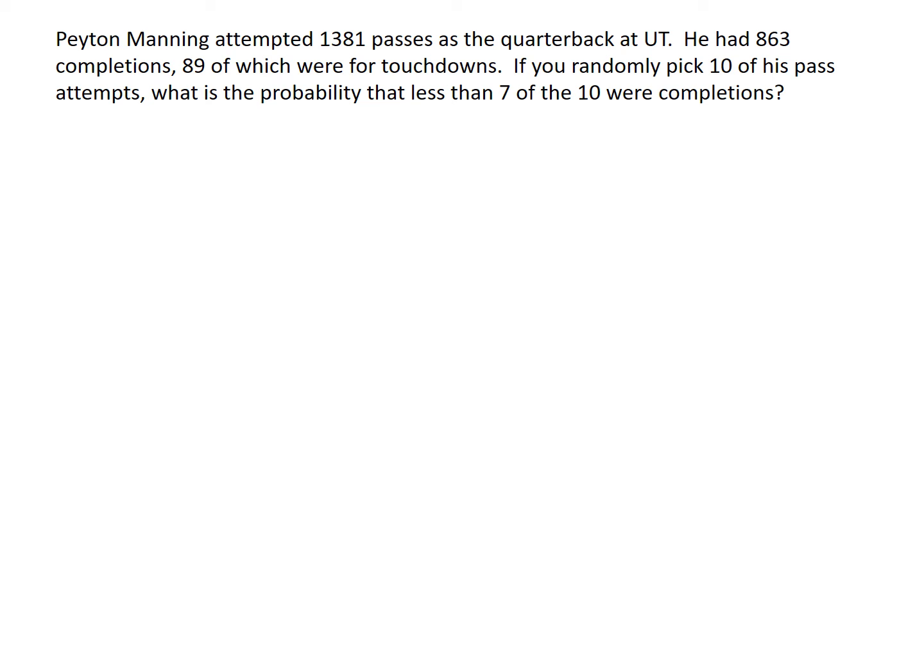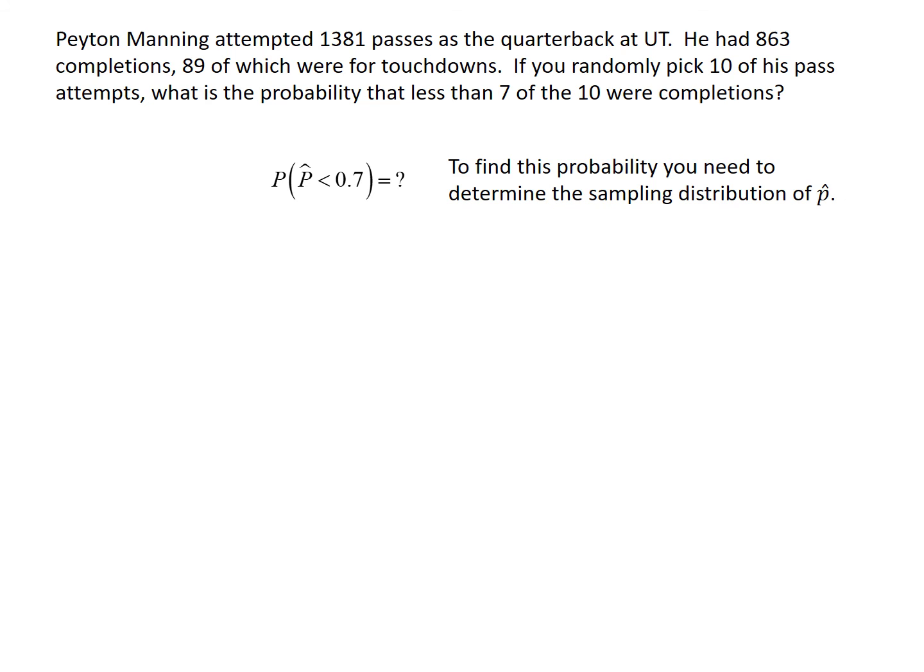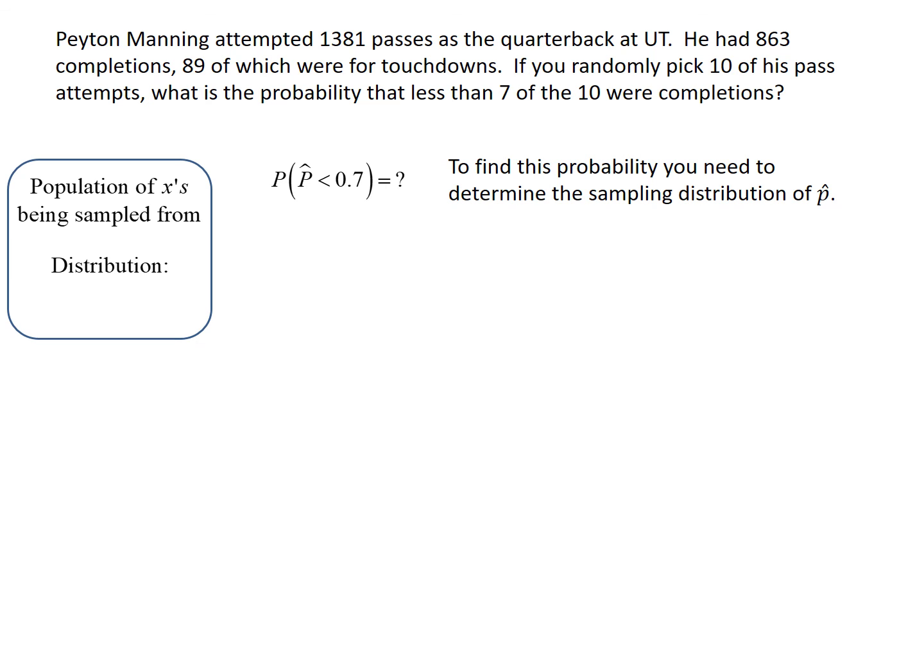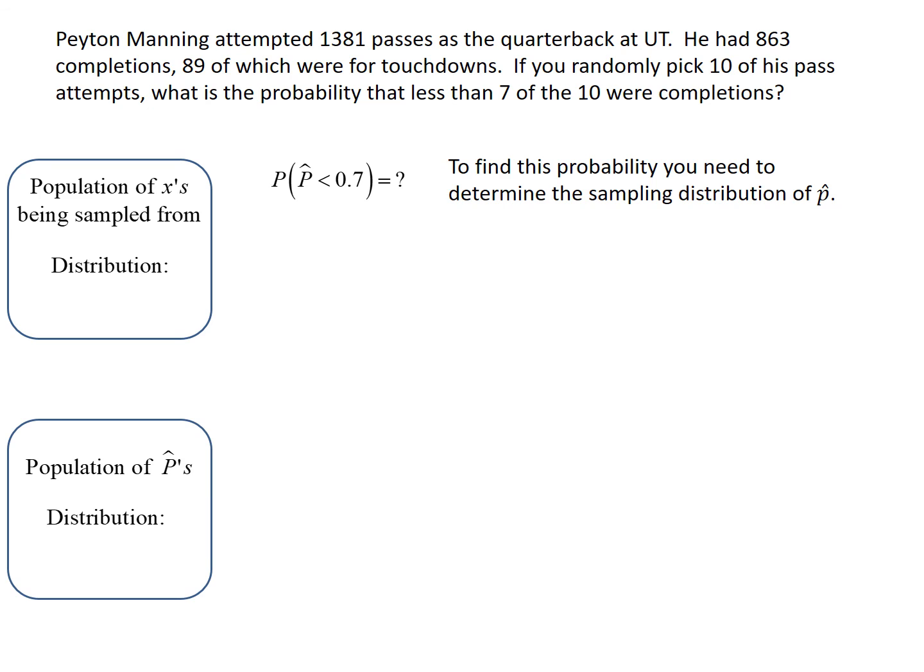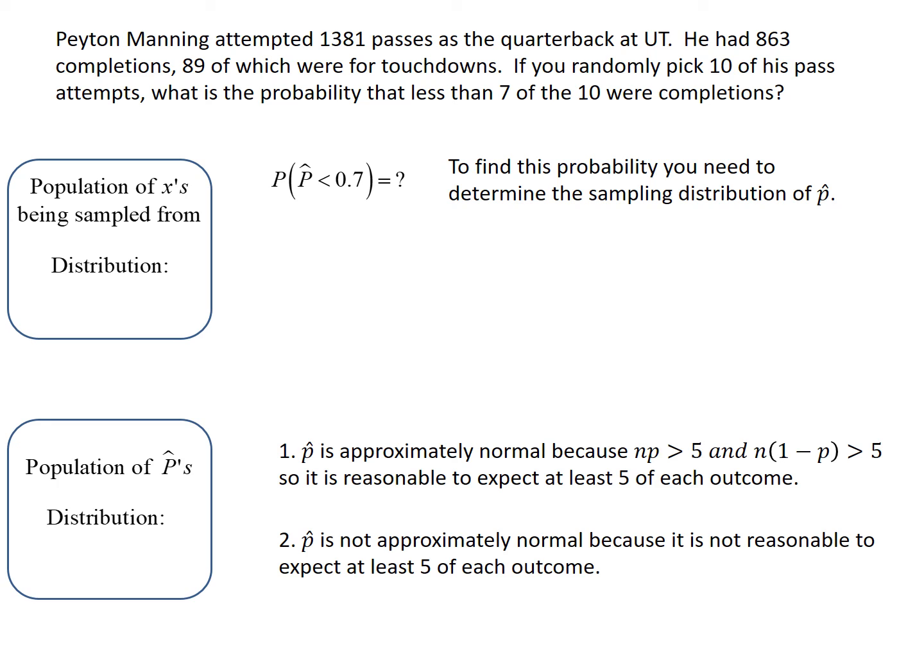Now, another way to say that is, what's the probability that he completed less than 70% of the passes in your sample? So we want to know what's the probability that p hat is less than 0.7. We need to know the distribution of p hat. Right? We don't know which 10 completions you're going to get. So when it comes to the distribution of p hat, we don't know the frequency. We don't know if we have at least 5 that are and 5 that are not completions. So we have to decide if it's reasonable to expect to have at least 5 that are and 5 that are not in our sample.